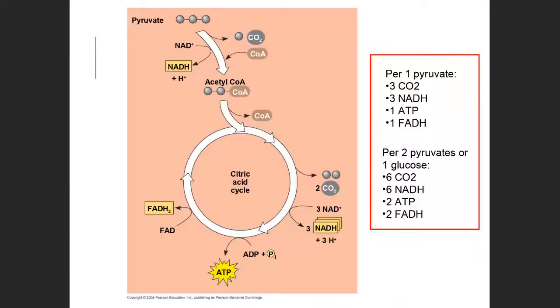So during the citric acid cycle, per molecule of pyruvate, I form 3 CO2, 3 NADH, 1 ATP, and 1 FADH2. So per molecule of glucose, or per 2 pyruvate, you have to multiply everything by 2: 6 CO2, 6 NADH, 2 ATPs, and 2 FADH2. These 2 ATPs are only by substrate level phosphorylation.